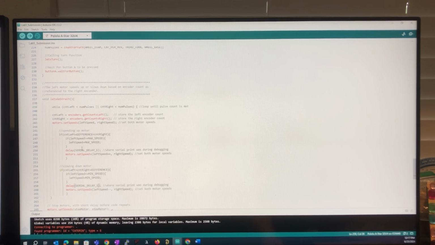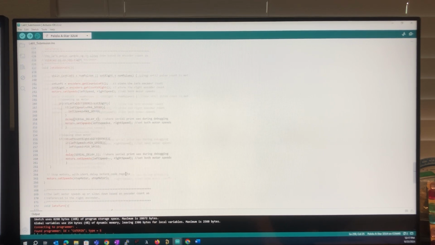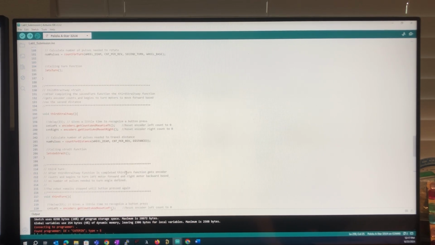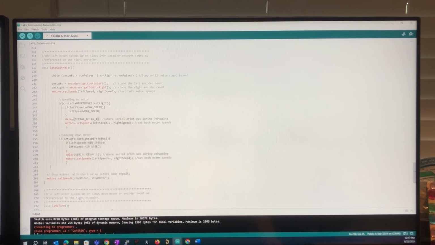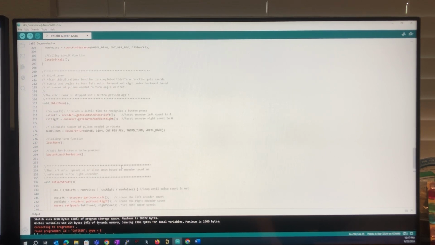Serial delay 1 here, this is where I was printing out what was happening during this instance. When I removed it, the code did not work, or the robot did not perform as well as it had with the serial prints. It turned out the delay caused by those serial prints was needed during this motor change. I'm not 100% sure why yet, but I'll keep looking into that. And let's see. So that was for the go straight function.